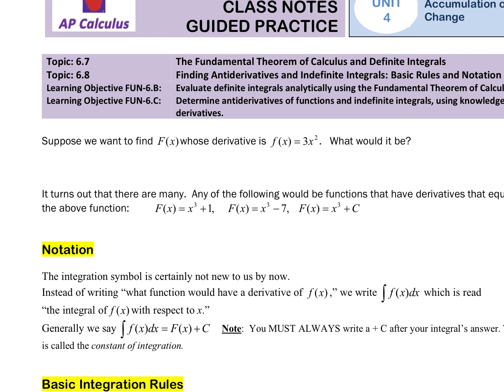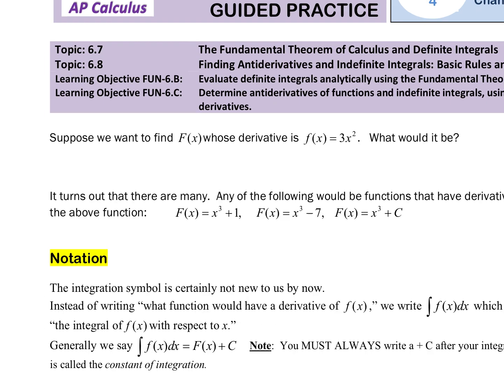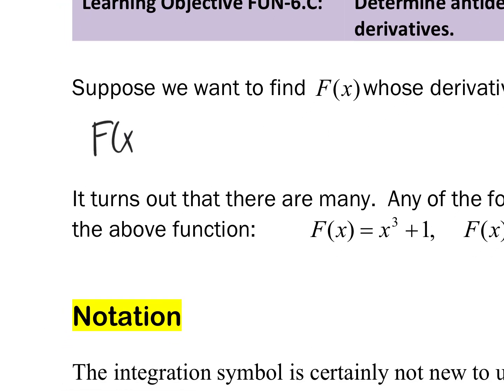Okay, first question is, suppose we want to find big F of x whose derivative is little f of x equals 3x squared. What would it be? So what could I take the derivative of and get 3x squared? X to the third, right? If big F of x, ooh, that was very large, if big F of x was equal to x to the third power, and I took the derivative of it, then I would get 3x to the second power.